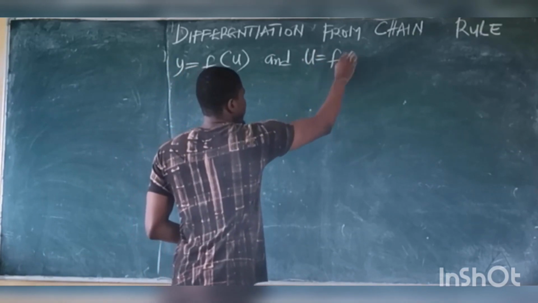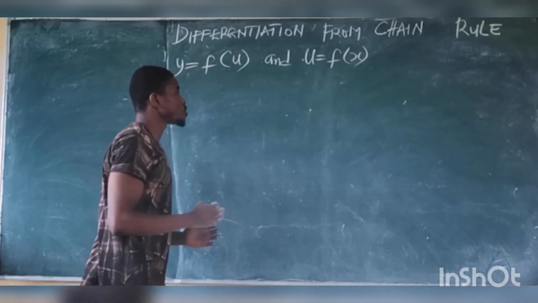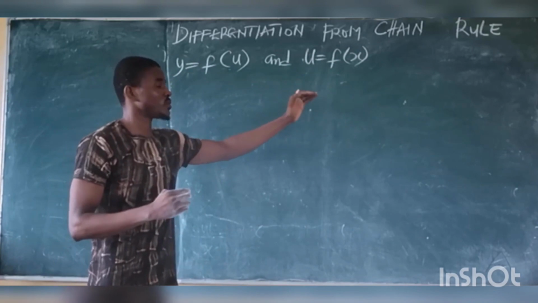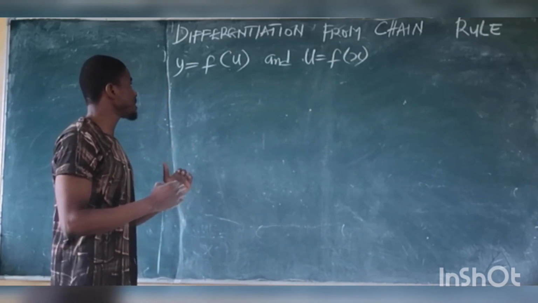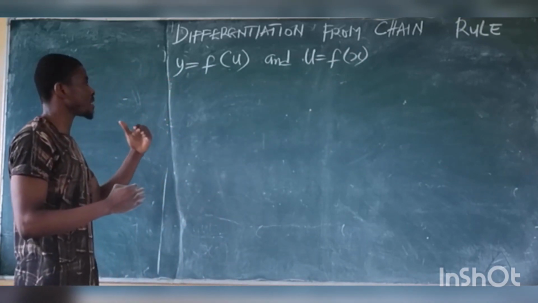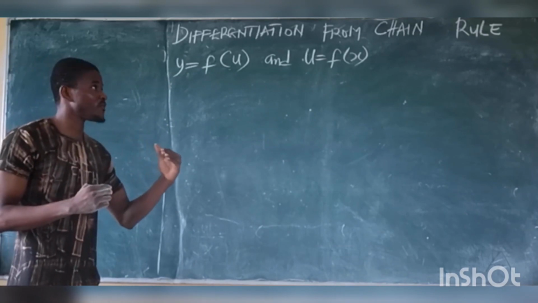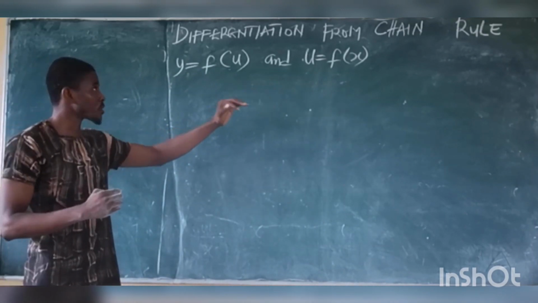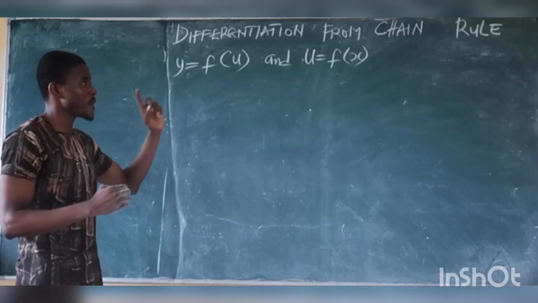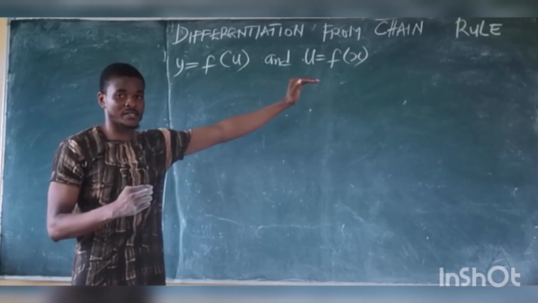u is a function of x. Which means that u depends on x to be defined. So this actually means that y is indirectly depending on the value of x, because y is a function of u, but u is a function of x.